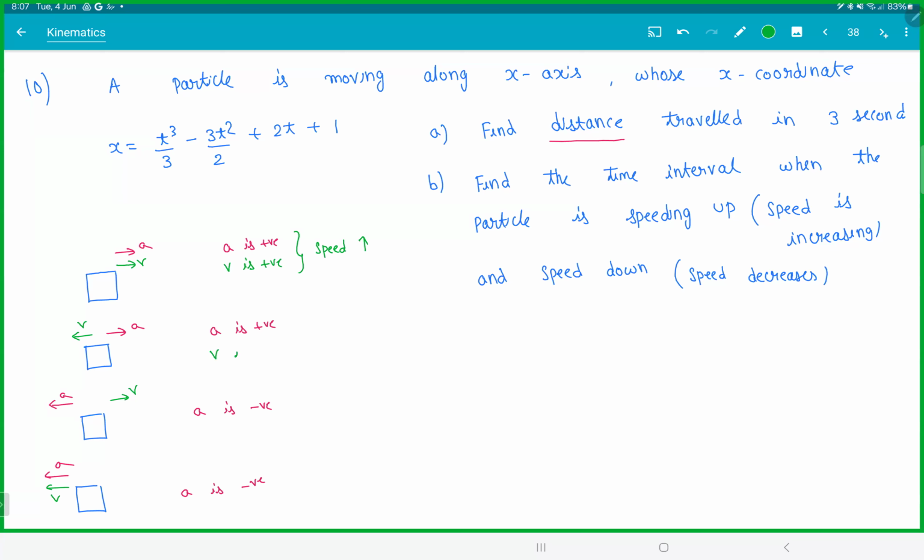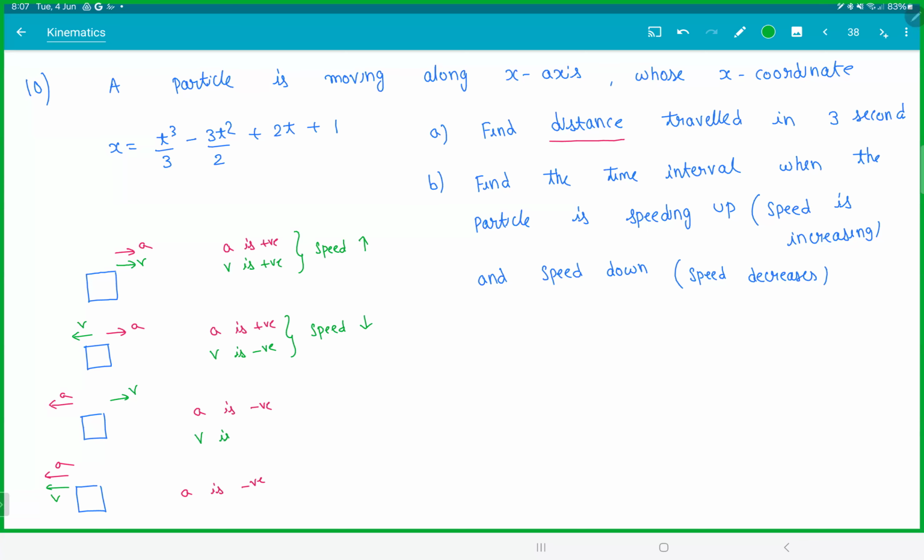If you see here A is positive but V is negative, means both are in the opposite direction, speed is decreasing. So this is the thing you have to be careful. Just because acceleration is positive does not mean you're speeding up. Acceleration positive meaning it's on the right hand side. What if the person is going back and the acceleration is forward? His speed will decrease, isn't it? I hope everyone is getting the meaning of positive acceleration and speeding up. Both are not same.